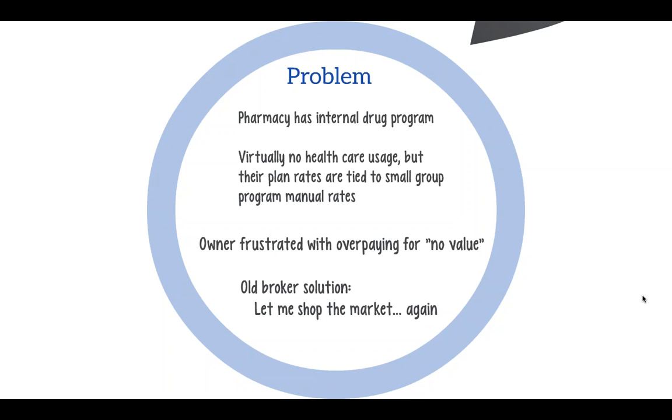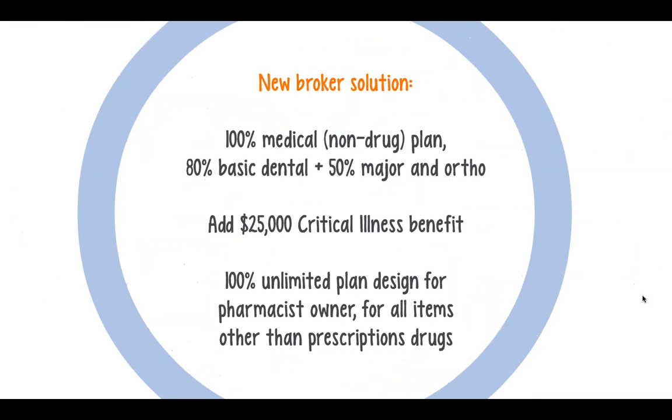But this is a small group, so their plan rates are tied to small group program manual rates on a conventional small group product basis. So the owner, the pharmacist, is really frustrated with overpaying for no value. He just did not perceive any value based on the price that he was paying. And the broker's solution to that was really, well, let me shop the market again. Well, this had been done several times in recent years, and really the owner was finding no value in this answer, let alone in this benefits plan solution that was in effect.